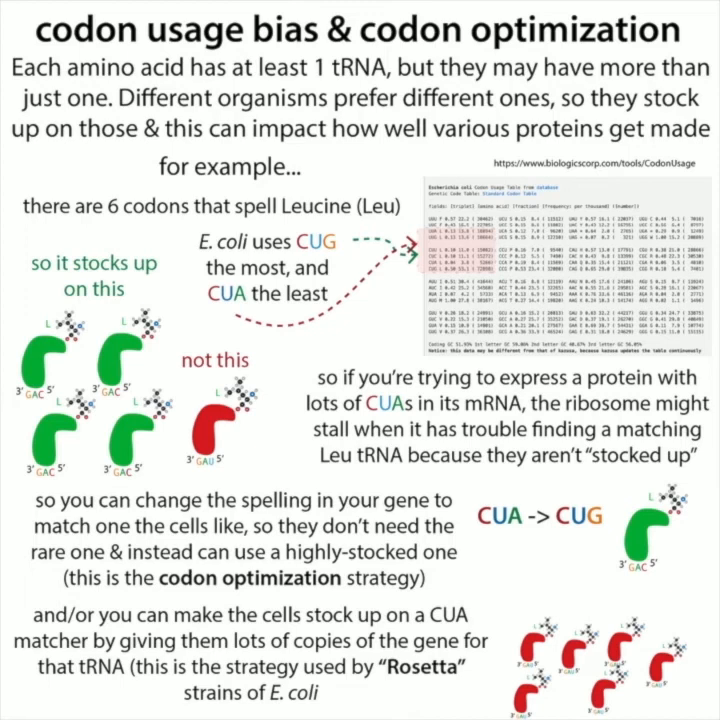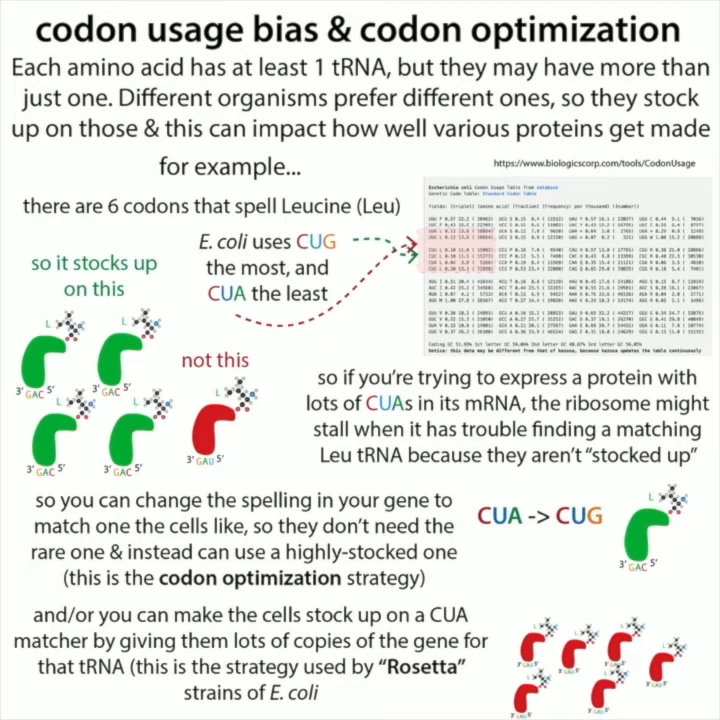So if your sequence has a lot of rare codons for that cell type, for example, there are 6 codons that spell leucine. E. coli uses CUG the most and CUA the least. So if the gene you're trying to put in there has a bunch of CUA, then the bacterial cells aren't going to have as much of that tRNA in stock, and the protein making might stall. You can use codon optimization to change those CUAs to CUGs and hopefully get better expression.